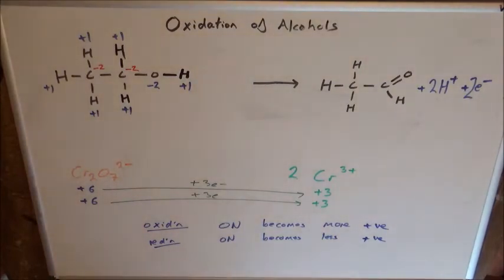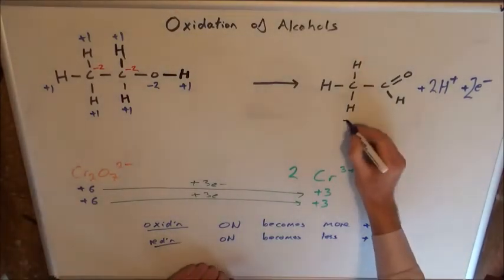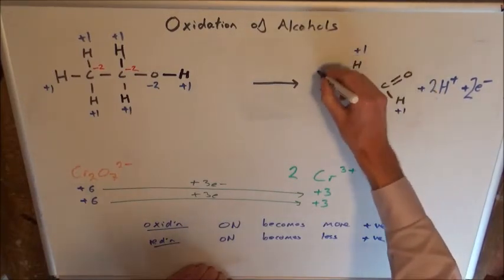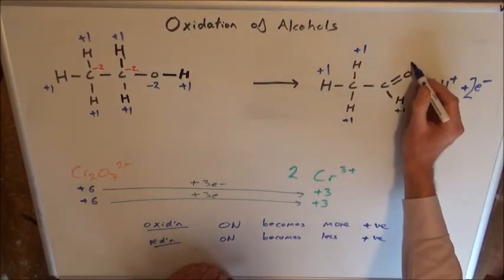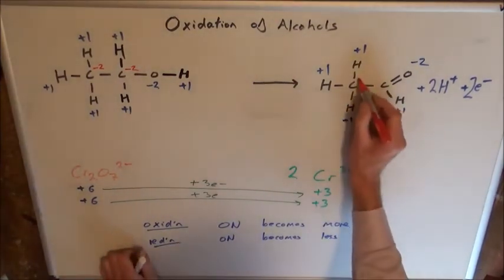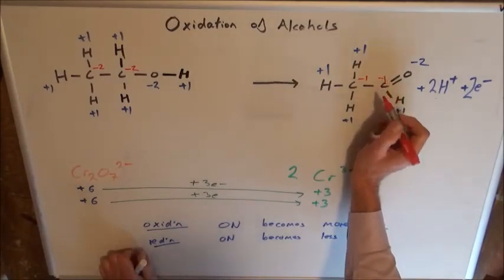Do the same thing over here. We've got 1, 2, 3, 4 pluses and 2 minuses. So the 2 carbons have got to balance the minus 2. So each carbon is minus 1.